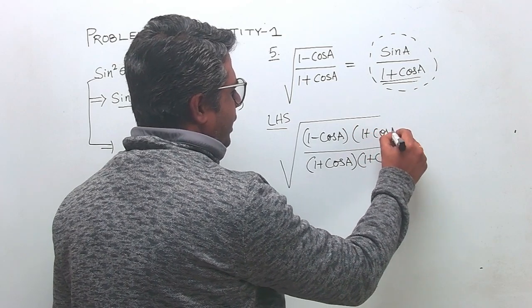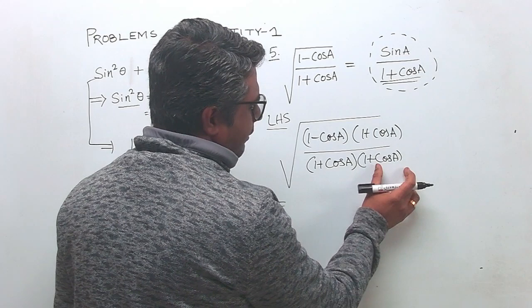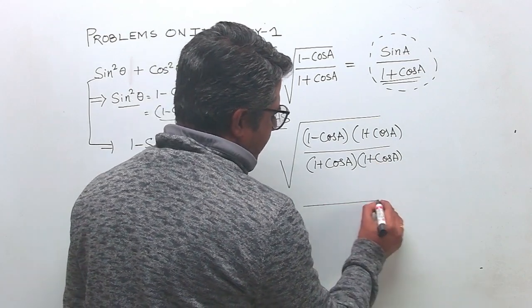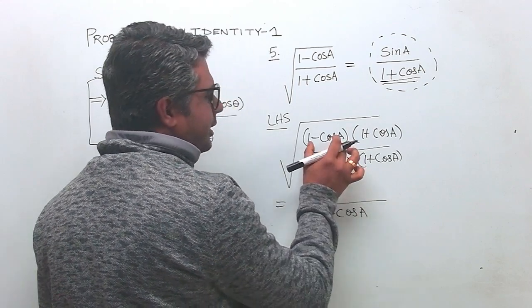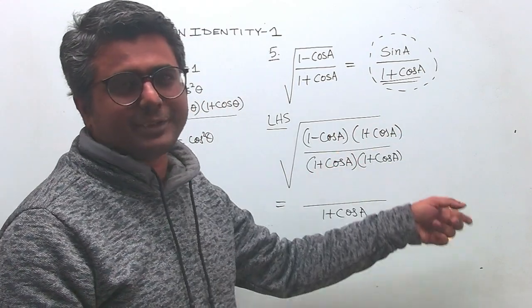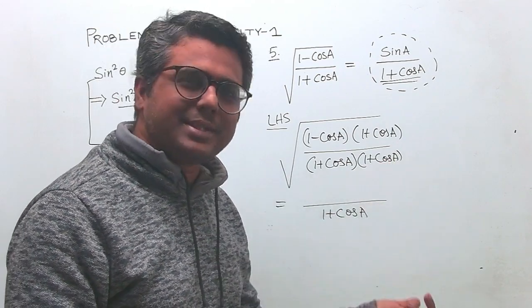I am pretty sure many of you have already done this problem till now. I am doing it slowly. 1 plus cos A, 1 plus cos A means 1 plus cos A whole square. So this will come out with only 1 plus cos A. And what is this? A minus b, a plus b: 1 minus cos square A. Done? Sin square A, root over sin square A is sin A, right?